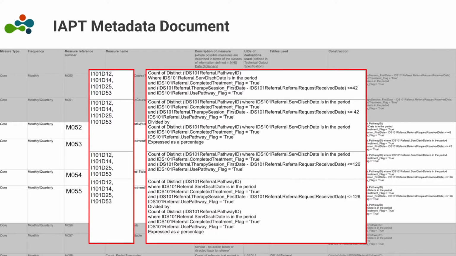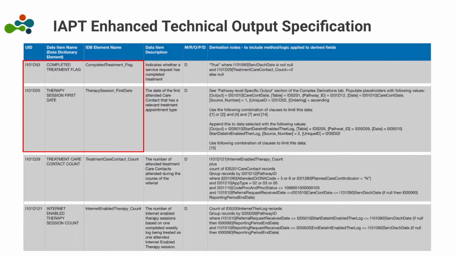Please don't worry if you don't follow the details of the next slides, as we do all the calculations for you, but I will be showing you where we find the constructions in the technical spec. I've extracted the two derived fields we are using in our measures, completed treatment flag and therapy session first date. We can see that the UIDs and the field names match with the metadata document.